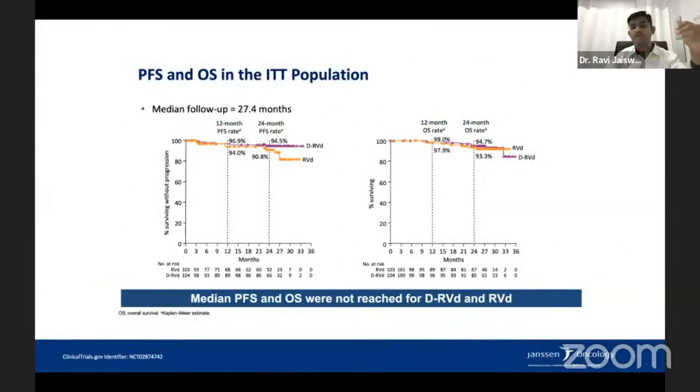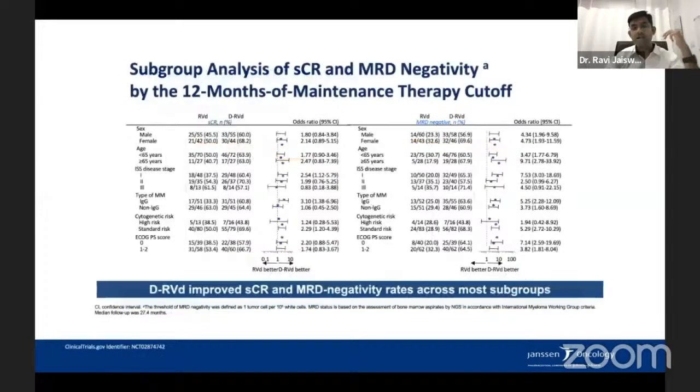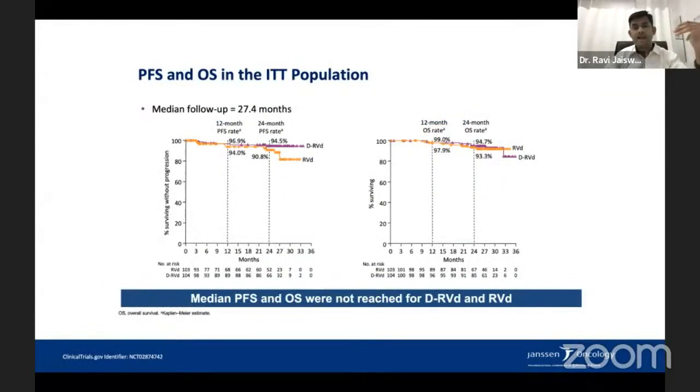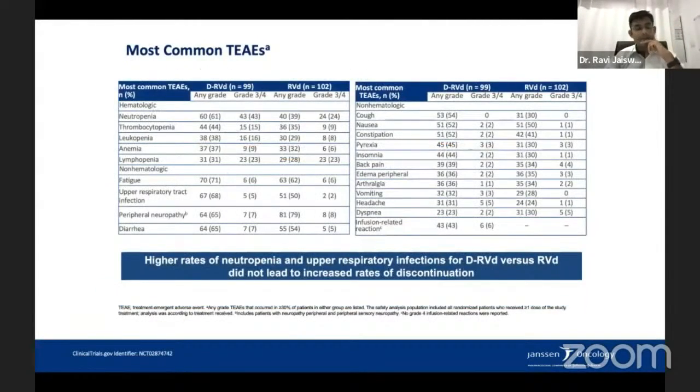Across all subgroups, it was found that it benefited all the patients irrespective of where they fit, whether they had high risk or standard risk, whether it was ISS 1, 2, 3, whether less than 65, more than 65. So everybody had a benefit with daratumumab. It had a better PFS compared to the combination which used only RVD.